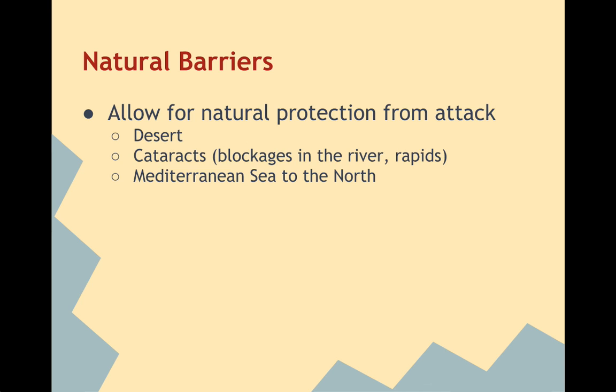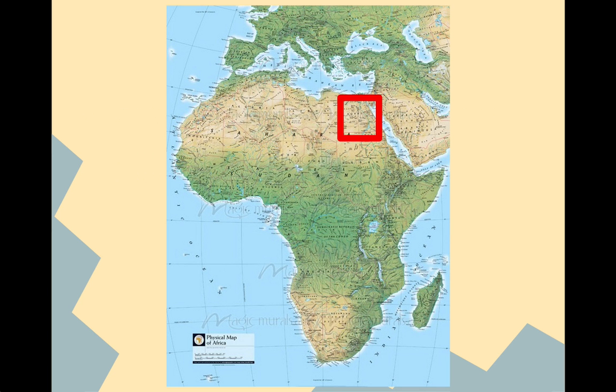So when we talk about these natural barriers, they protect Egypt. It's kind of like its own personal fortress, but it's created by nature, so it's protected. And when you talk about China and India, you'll realize that they have natural barriers as well that keep people from attacking, or they're just not vulnerable.